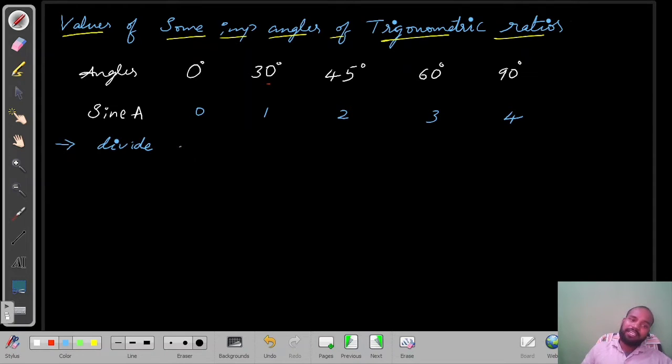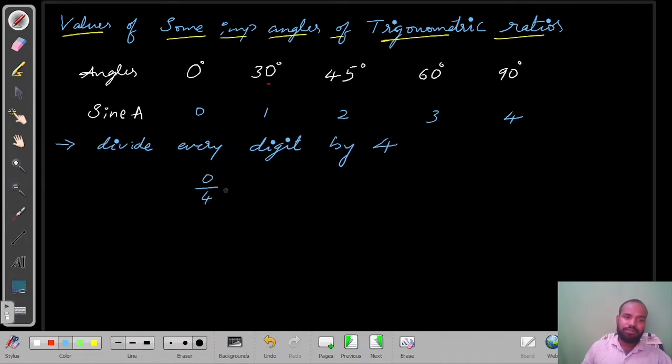Divide every digit by 4. Every digit by 4. This is a very simple trick. So just for your remembrance, I am saying this. Now divide every digit by 4, right?